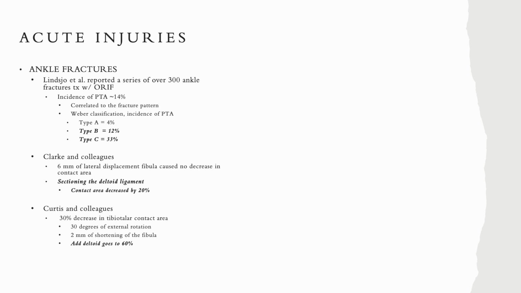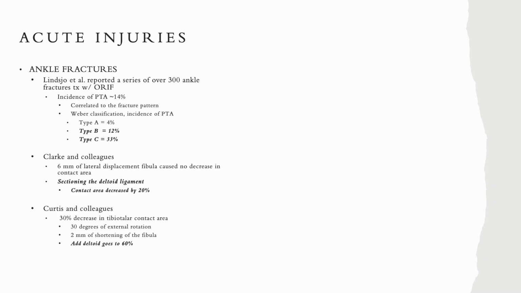Acute injuries. So we just kind of talked about ankle fractures, Lauge-Hansen, but this is how I usually define it. Ankle injuries, and what this means, basically reported over 100 ankles, or over a series of 300 ankles. Incidence of post-traumatic arthritis was 14%. They correlated with fracture patterns and injuries.